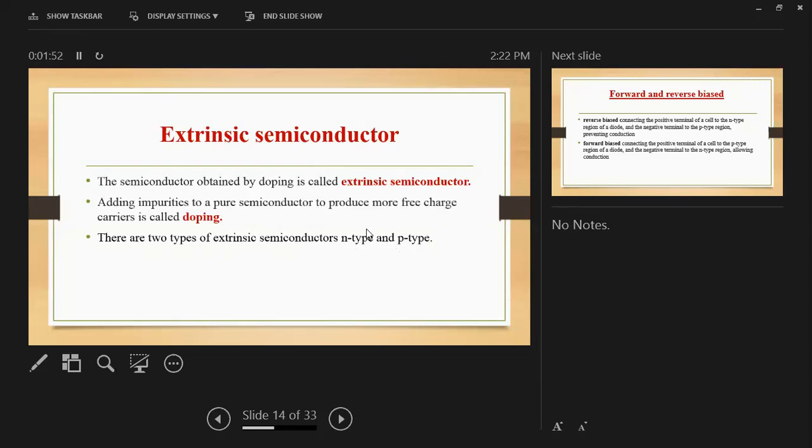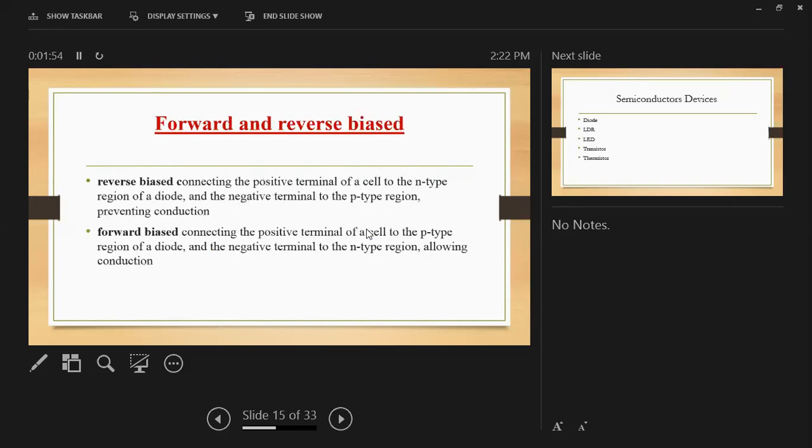Don't forget that. Next, we have reverse bias and forward bias. Reverse bias is when you connect the positive terminal of a cell to the N region of the diode and the negative terminal to the P region. This prevents conduction. The conduction will not happen there. For the forward bias, on the other hand, we connect the P region to the positive terminal and the N region to the negative terminal. This allows conduction. So in the forward bias there is conduction, but in the reverse bias there is no conduction.